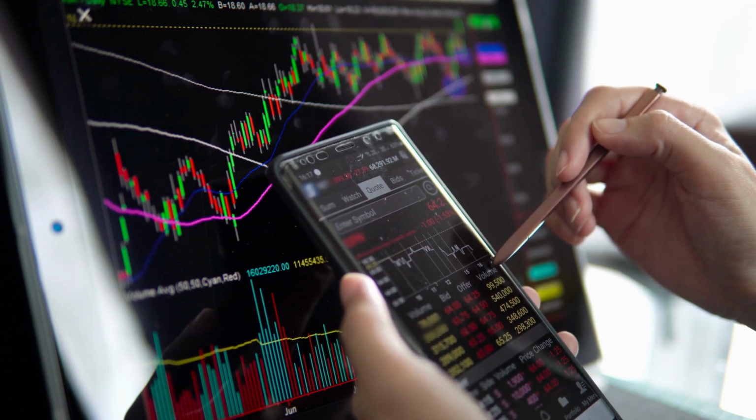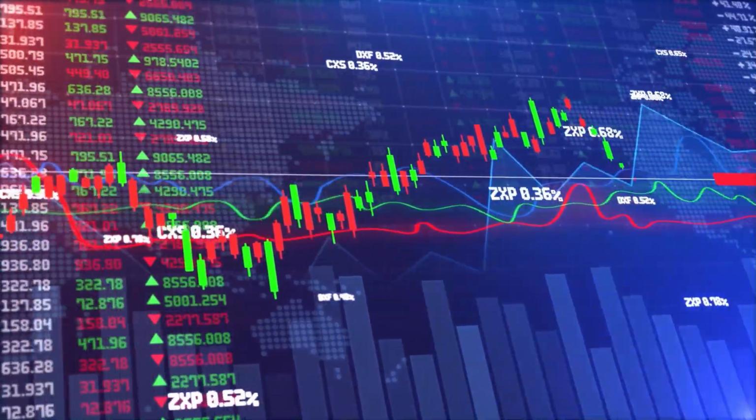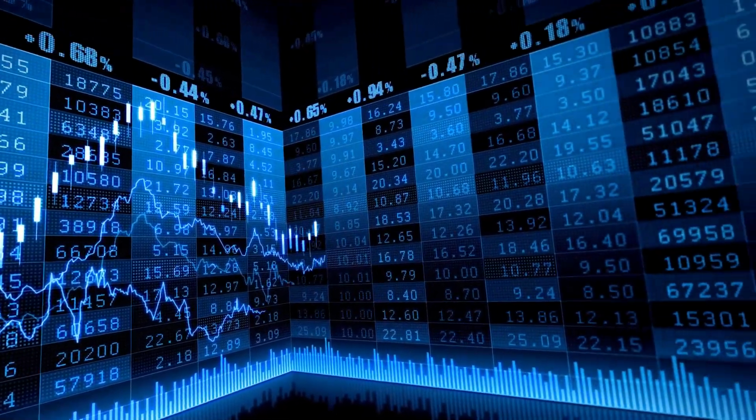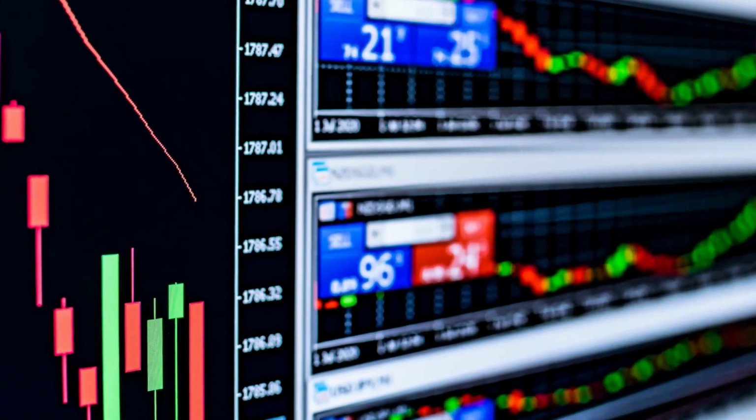By understanding the movements of smart money, we gain valuable insights into the market's direction and can make more informed trading decisions. So get ready to learn how to leverage the PVT indicator and spot those crucial moments when smart money makes its moves in and out of the market. Let's dive in.